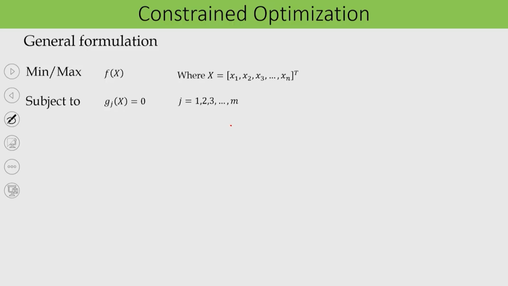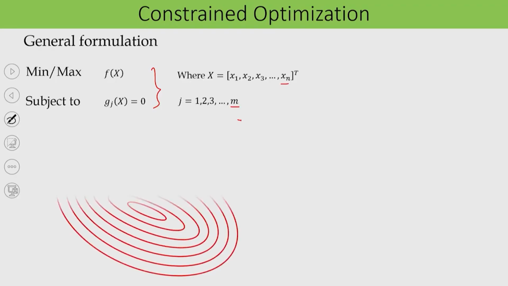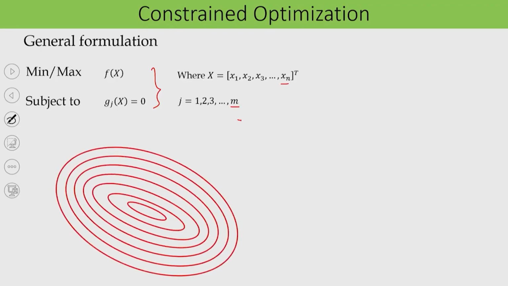As I said, today we will discuss the problem with equality constraints. Either the problem is a minimization or maximization problem. The function is given, and then subject to z_j(x) equal to 0, that means we have equality constraints, the number of equality constraints is m, and the number of variables is n. Now let us suppose this is a function f(x).